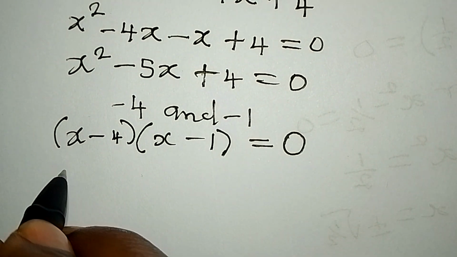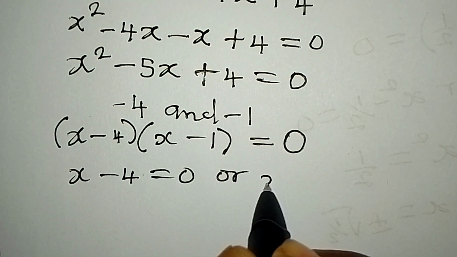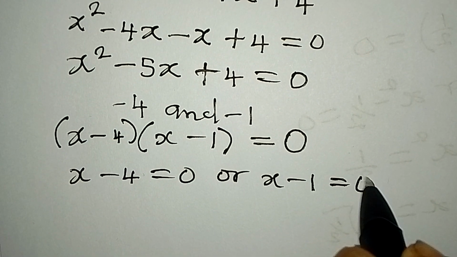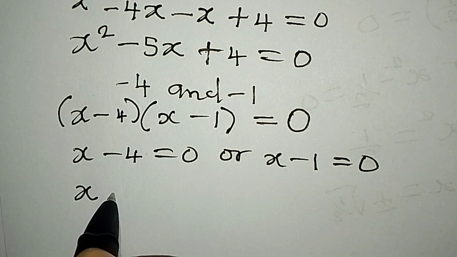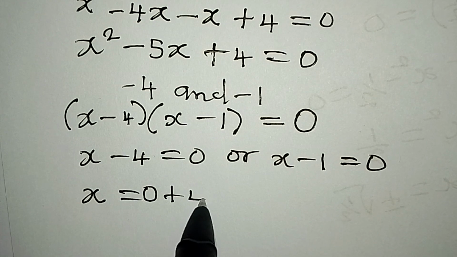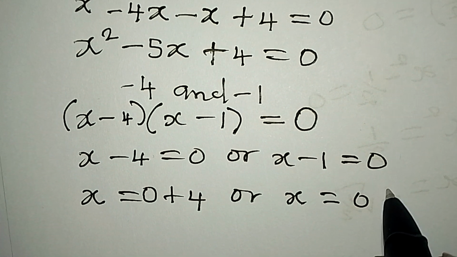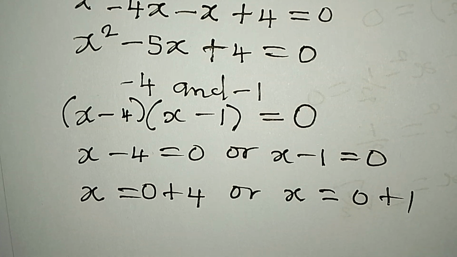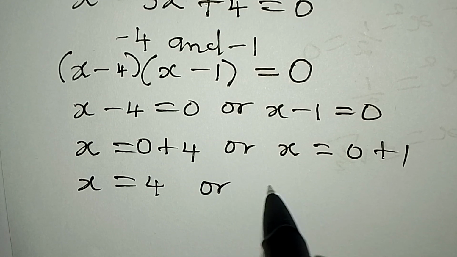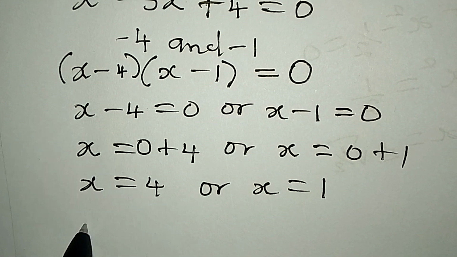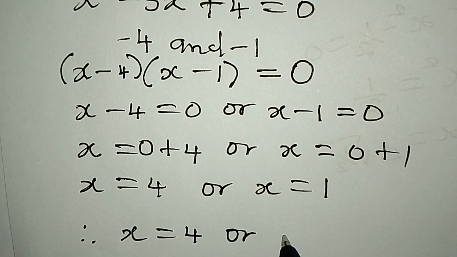Now what do I have? x minus 4 is equal to 0, or x minus 1 is equal to 0. To continue with this, we have x equal to 0 plus 4, or x is equal to 0 plus 1. Then x is equal to 4, or x is equal to 1. Bringing the two values together, x equals 4 or 1.